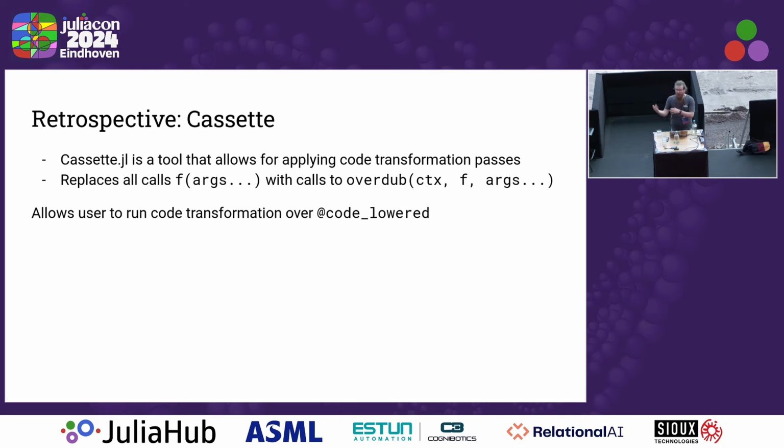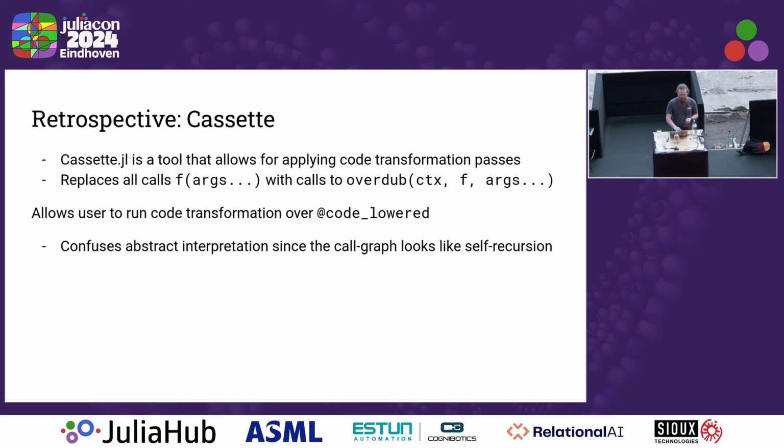This allows users to run code transformations, similar to if you were to take the code, extract it, and start editing it manually. But Cassette confuses Julia's inference engine, because now every call looks like we are calling overdub, which will call overdub, which will call overdub, and so on ad infinitum. So it looks like a very recursive program, and we have heuristics that say, this is too recursive. Slow down. We don't want to run our inference engine for the rest of the heat death of the universe.